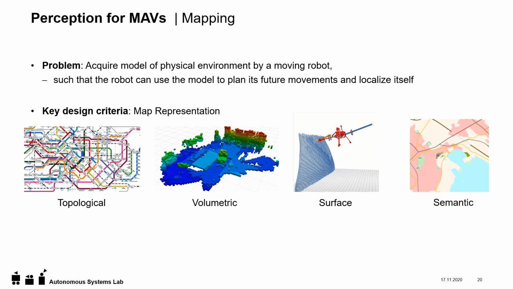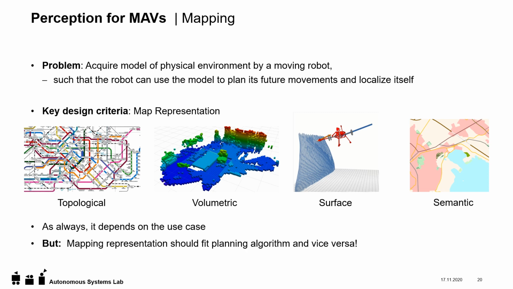And for human-centric tasks and more also in robotics, semantic maps are used that are giving us information about the type of an environment. For example, here we see different types of surface, lake, civilization, land marked. But as always, it highly depends on the use case. One key takeaway here is that the mapping representation should fit the planning algorithm, vice versa. This is quite obvious, as it's really hard to plan for obstacle avoidance, for example, in a topological map, whereas this is really easy to do in a volumetric map.